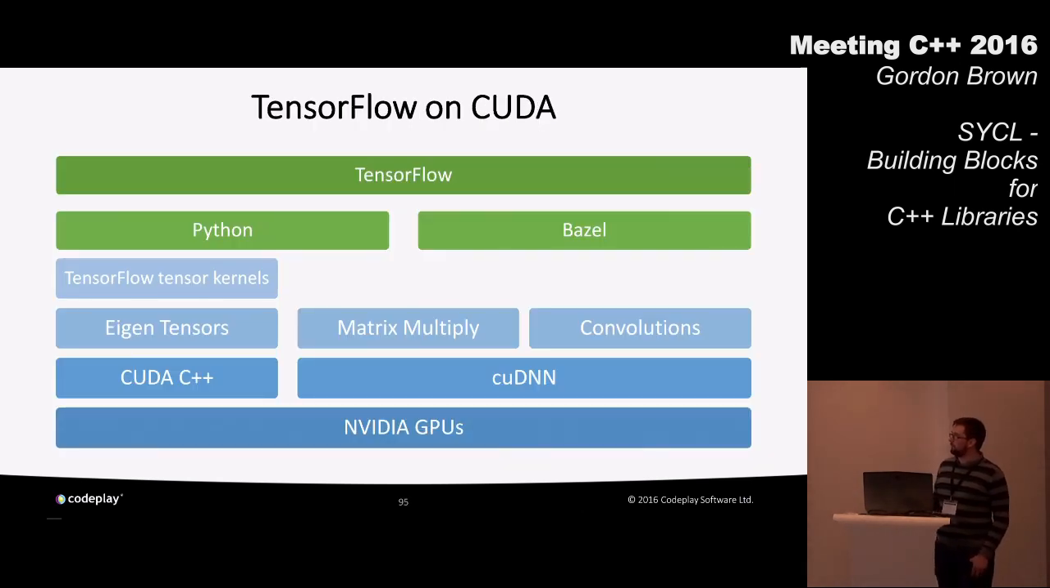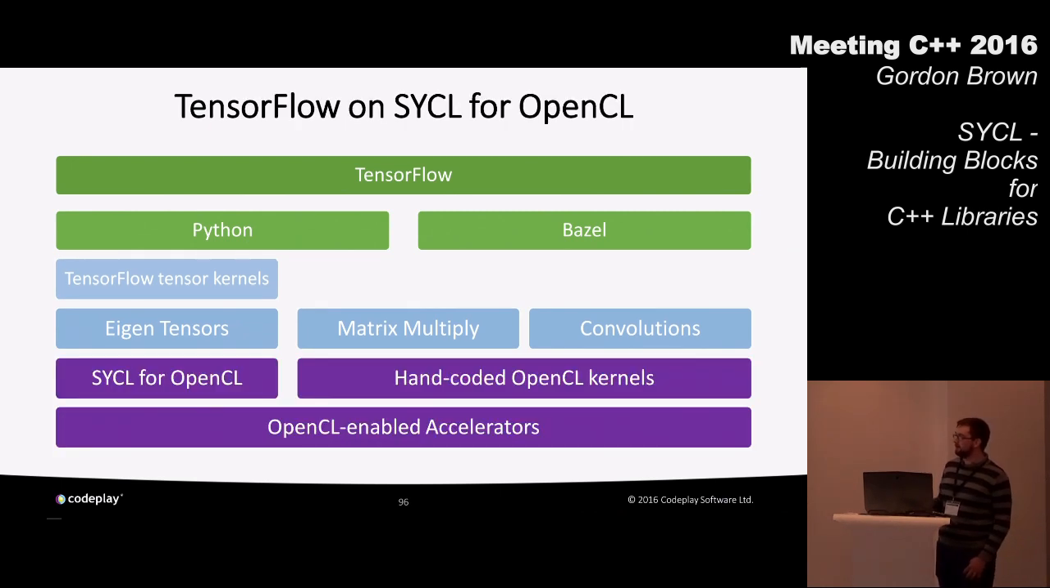As a sort of overview of what TensorFlow looks like, you have the TensorFlow tensor kernels, which are the C++ libraries built up of eigentensors, matrix multiplies, and convolutions. And these are executed on NVIDIA GPUs through the CUDA C++ and cuDNN, which is CUDA's neural network interface. And these TensorFlows are constructed using a Python front end. Now for SYCL, the only thing that changes is the backend. Instead of CUDA, we have SYCL and hard-coded OpenCL kernels, and these execute on OpenCL-enabled accelerators.